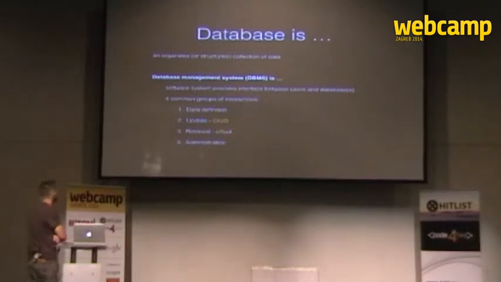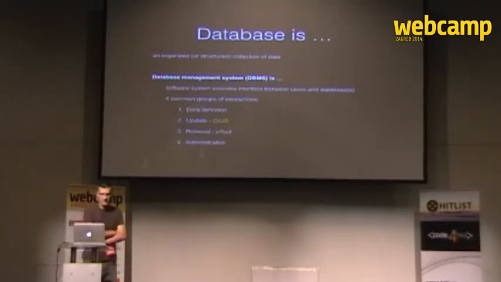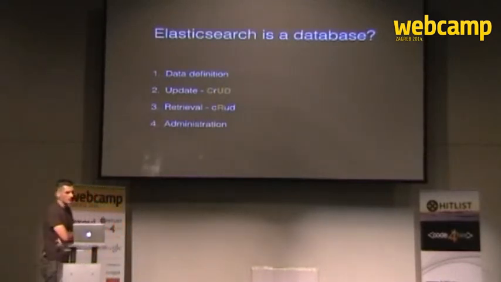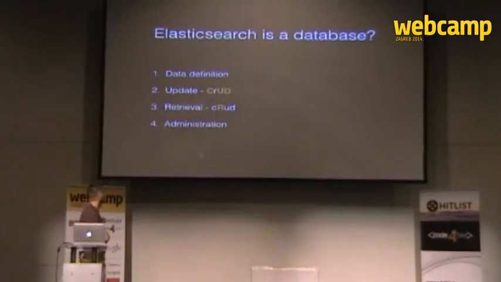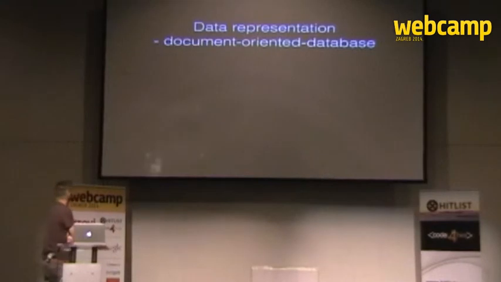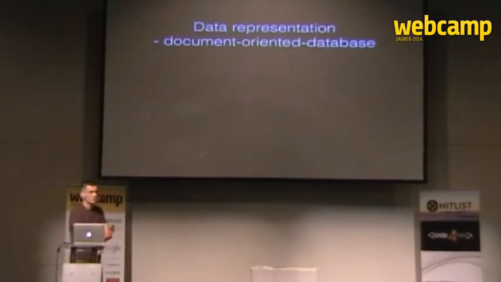So data definition and update, that means create, update, and delete, and retrieval, that is read, from CRUD, and administration interactions. So is Elasticsearch a database? When you check item by item, we see that all these criteria are fulfilled, and we can say that Elasticsearch is really a database. So what kind of database? I would say, it is a document-oriented database.